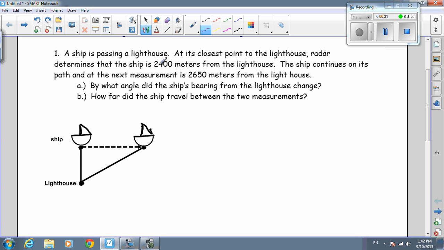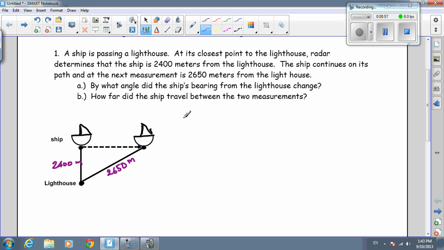The radar determined that the ship is 2,400 meters. So this distance is 2,400 meters. And the ship continues on its path, and the next measurement is 2,650 meters from the lighthouse. So this next measurement is 2,650. And of course, it's from the lighthouse. So this distance is 2,650 meters, and this distance is 2,400 meters.